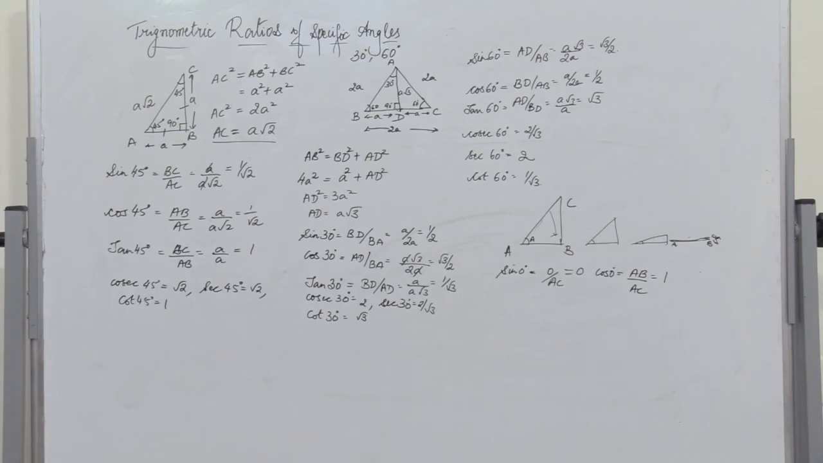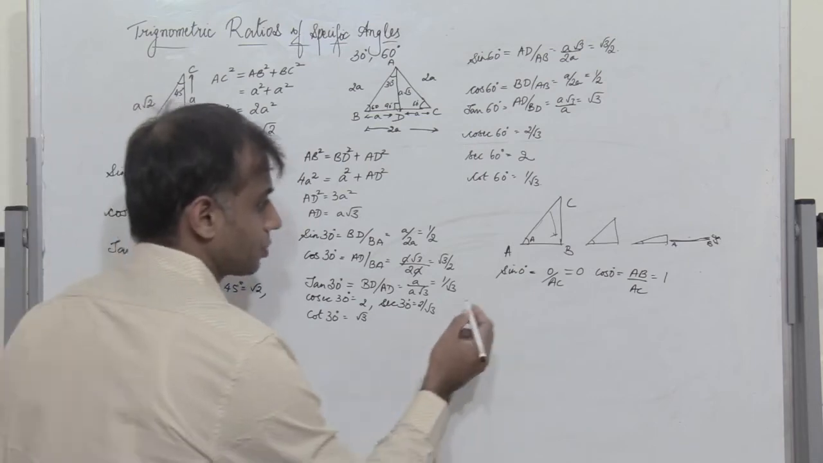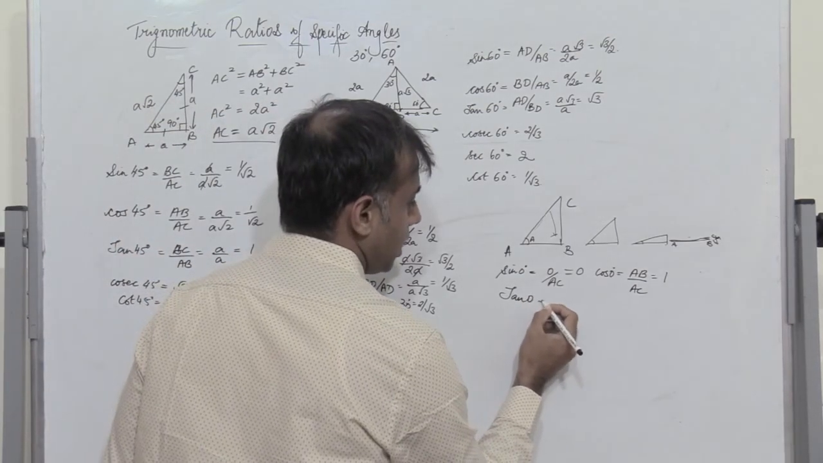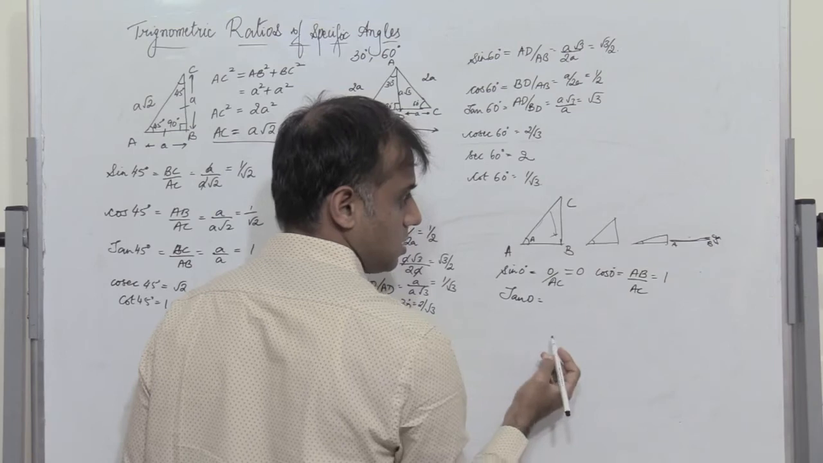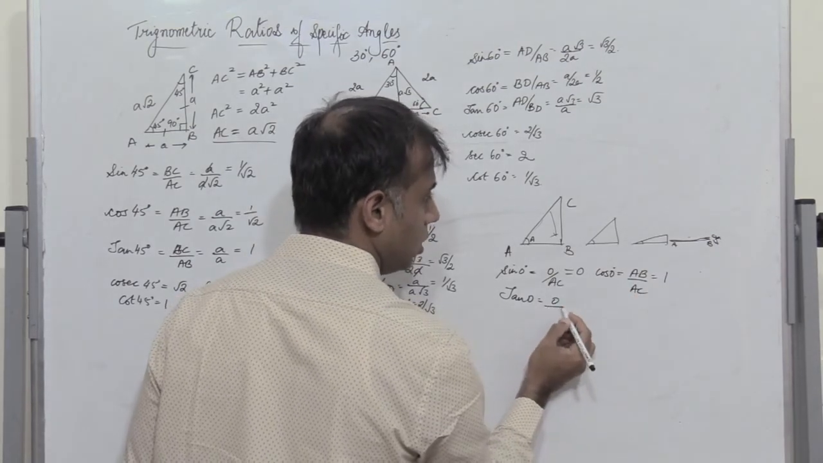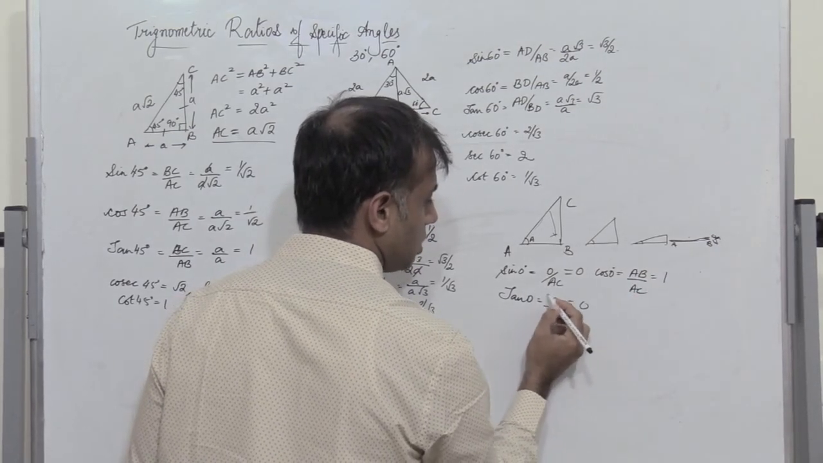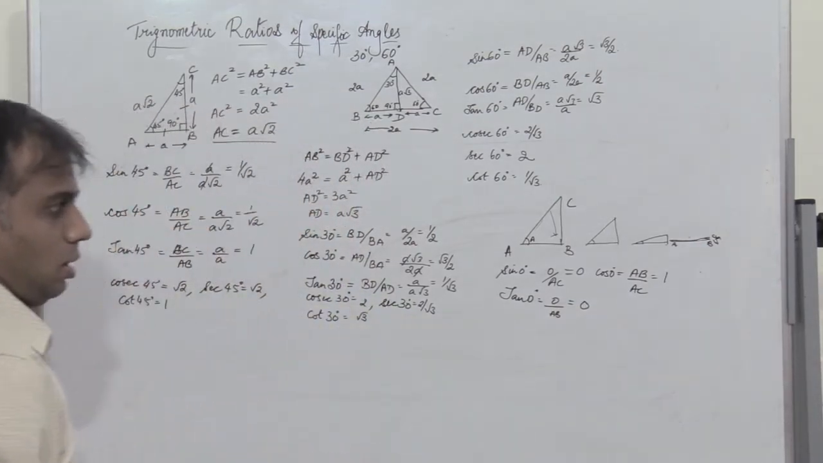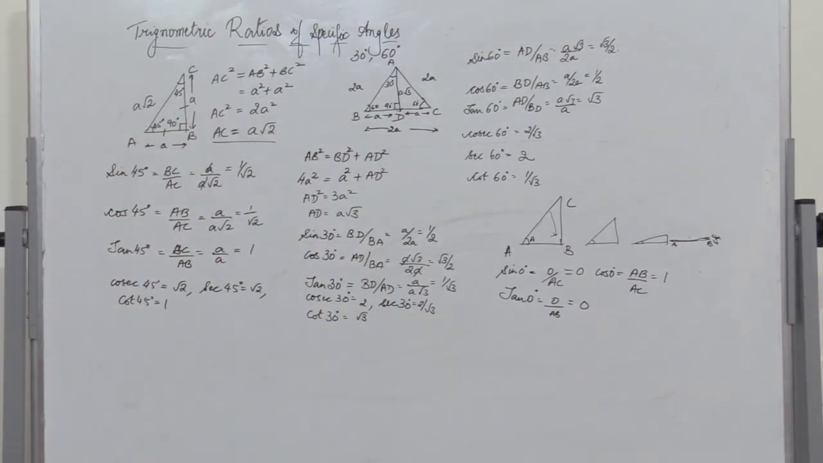And what about tan 0? Tan 0 again is opposite side by adjacent side. The opposite side is 0 by adjacent side AB, so it is 0 here. So once we have defined the values of sine, what about tan? So tan 0 is 0.